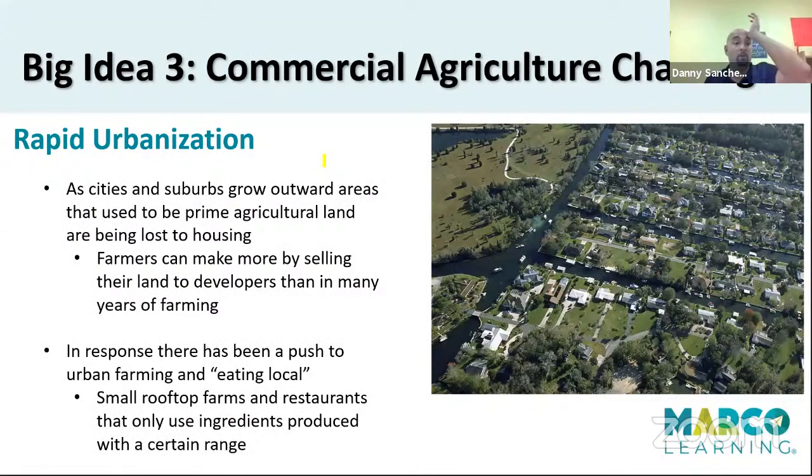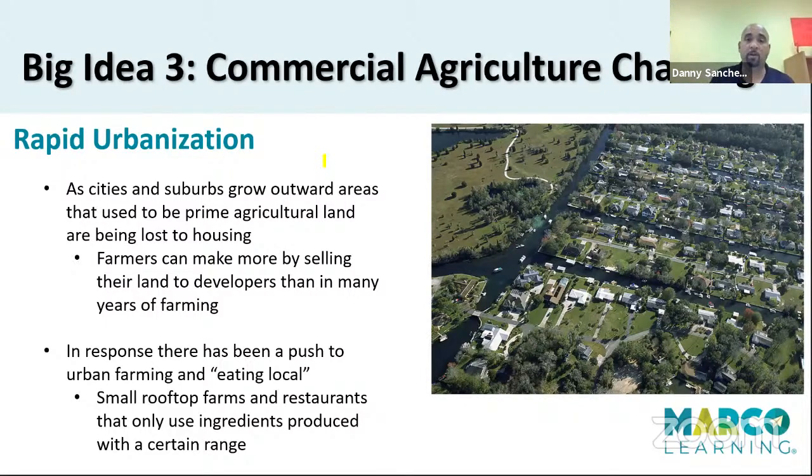All right. Rapid urbanization: as cities and suburbs grow outward, areas that used to be prime agricultural land are being lost to housing. Where I used to live in Miami, in the western areas, there used to be a bunch of farms out there. As the city of Miami grew and the suburbs expanded outward, you get that urban sprawl, and those farmers got offered millions of dollars for their land. They realized it would take the next 20 years of farming to make a couple million dollars. In contrast, I can make that right now and walk out the door. So as cities grow outward, you are losing prime agricultural land.